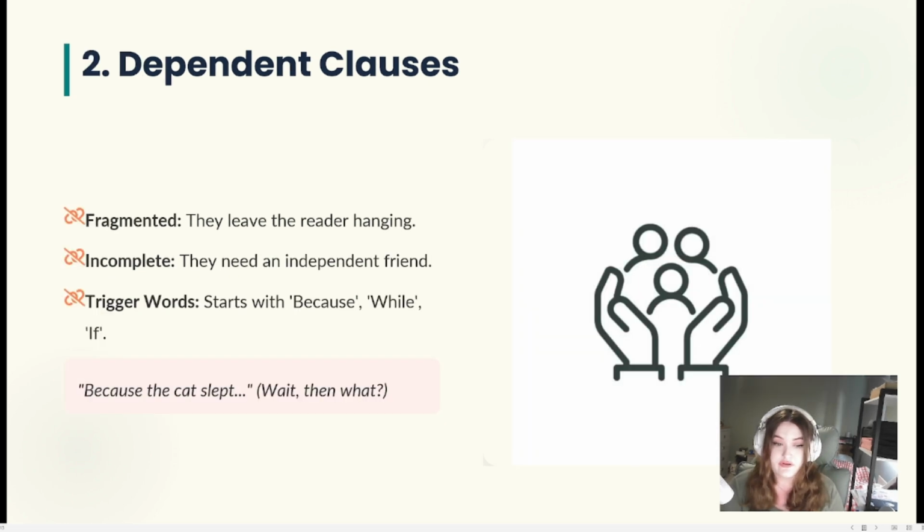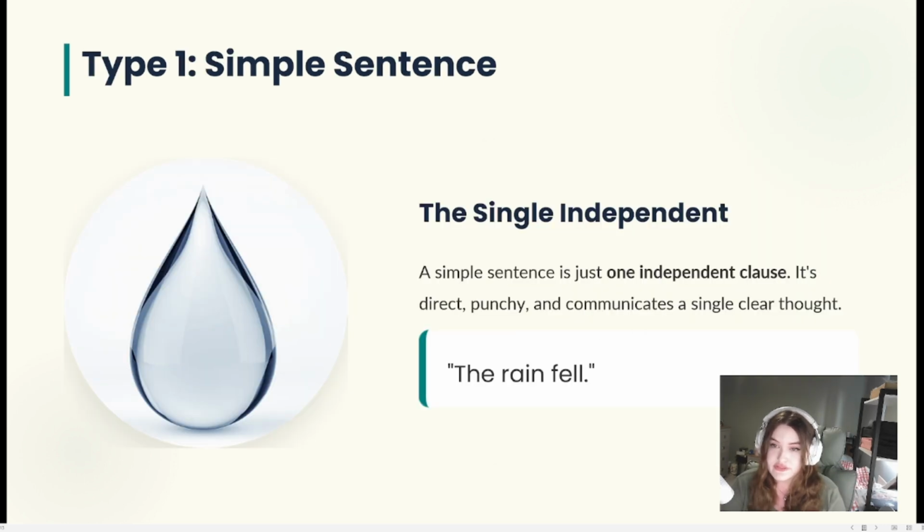The other type of clause is a dependent clause. It also has a subject and a verb, but by itself it doesn't make sense. Okay, it's incomplete. It needs more information in order to turn itself into a complete sentence. Because the cat slept is not complete, we start with that because, so there needs to be more information and we're not given it.